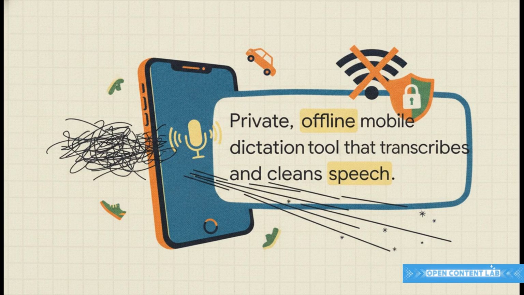Taking that offline capability a step further is a free app called Google AI Edge Log. This is a private offline mobile dictation tool. Think about when you're walking between meetings or driving, and you have a brilliant idea but zero time to type it out. You can just speak right into a log. It listens, transcribes everything accurately, completely offline, and even has a toggle to enhance and clean up your speech, fixing your grammar on the fly. It is the perfect way to capture your thoughts without being chained to a desk.